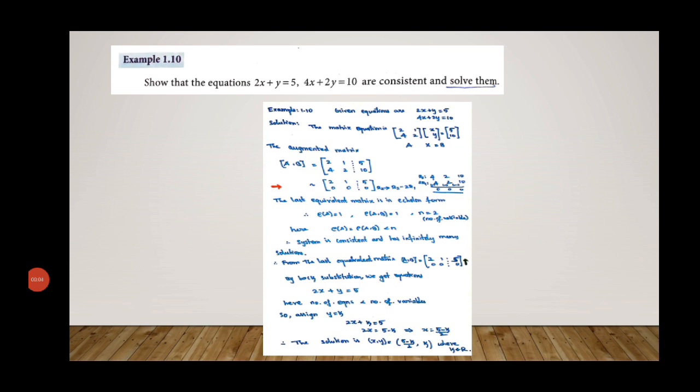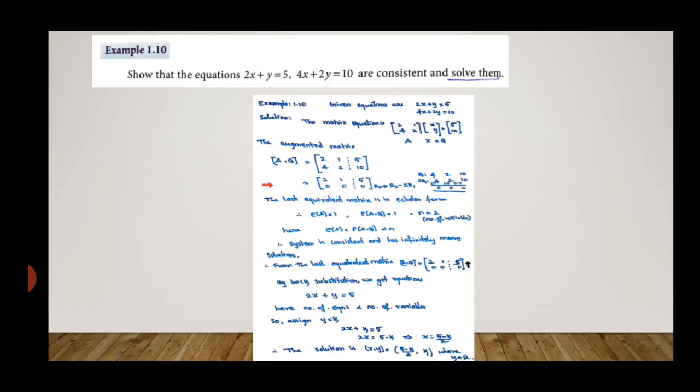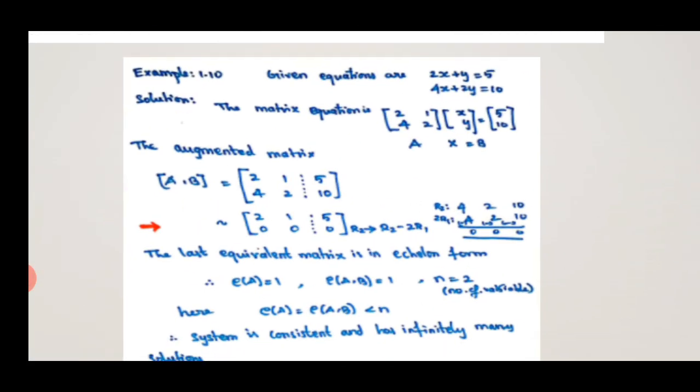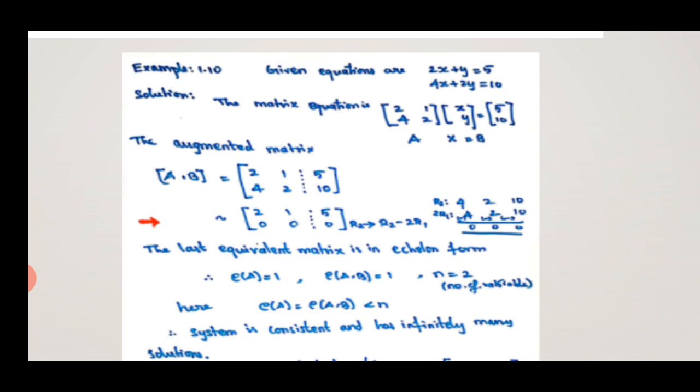Example number 1.10. Show that the equations 2x plus y equal to 5 and 4x plus 2y equal to 10 are consistent and solve them. Okay, let's go for the sum. And here the given equations first I'm writing. You can see 2x plus y equal to 5 and 4x plus 2y equal to 10.